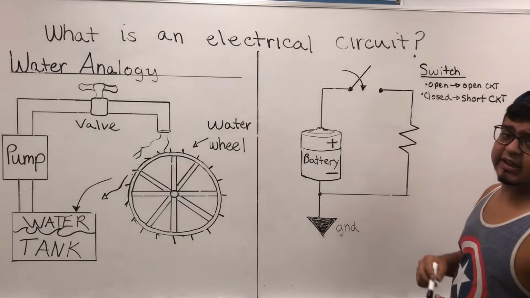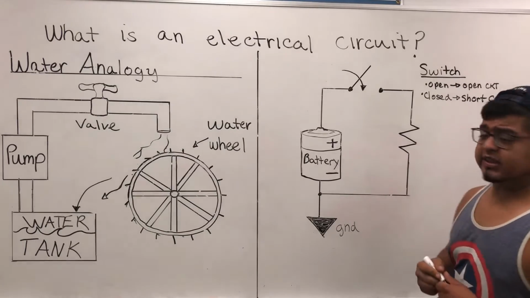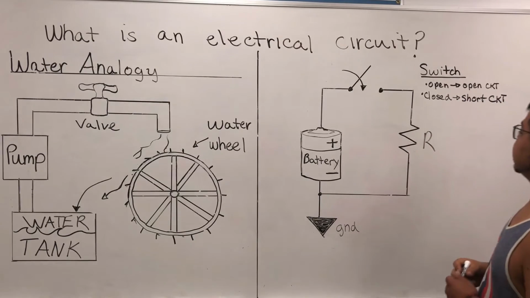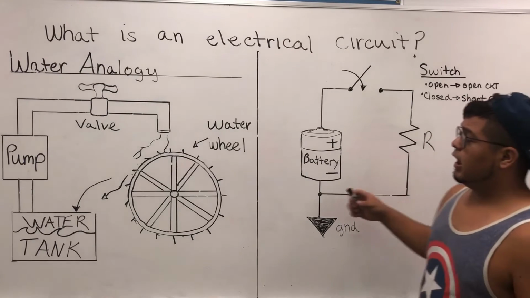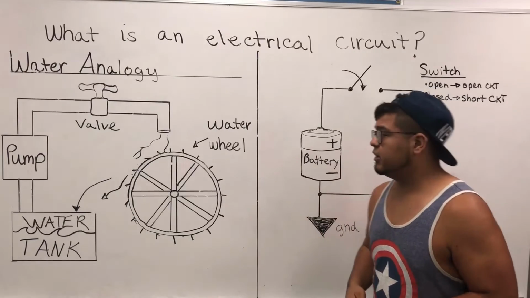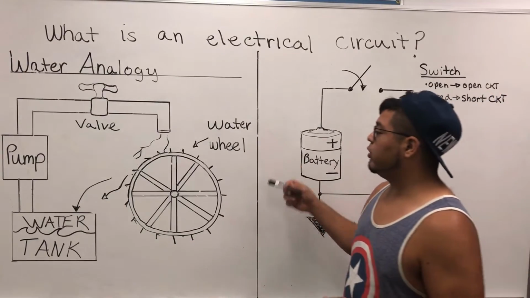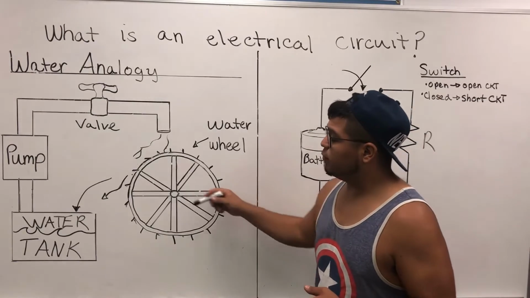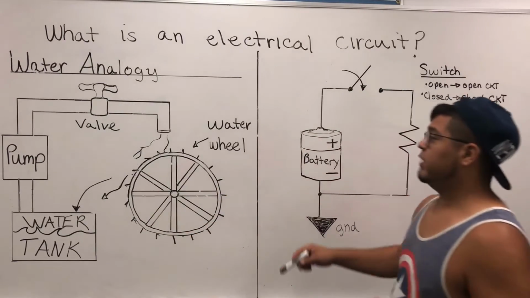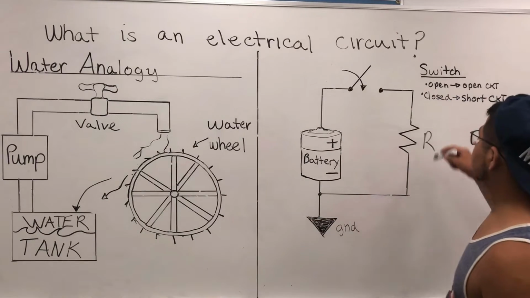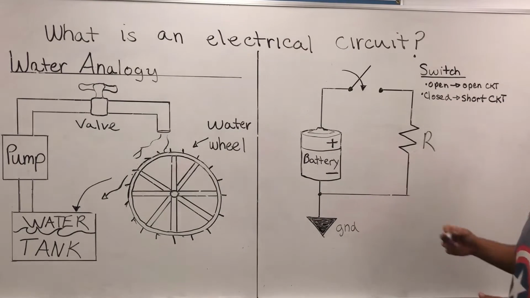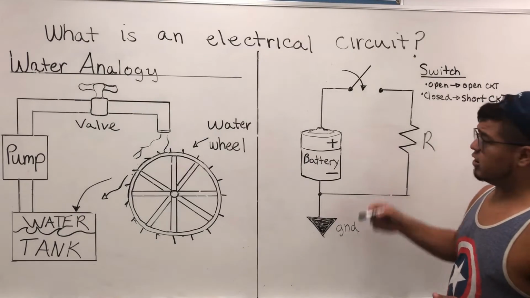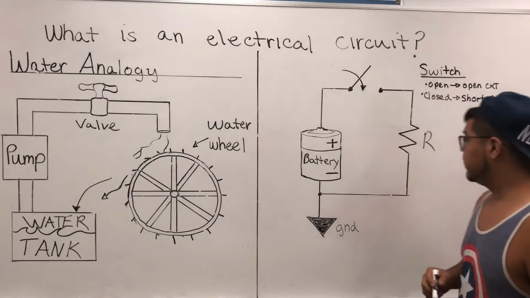The switch is then connected to a resistor, which we're going to label with an R for now. The purpose of the resistor is kind of like the water wheel in the water analogy. If you remember, the water wheel was used to resist or limit or regulate the water flow back into the water tank. So in an electrical circuit, a resistor is used to limit or resist or regulate the amount of electrons that are flowing within this circuit.